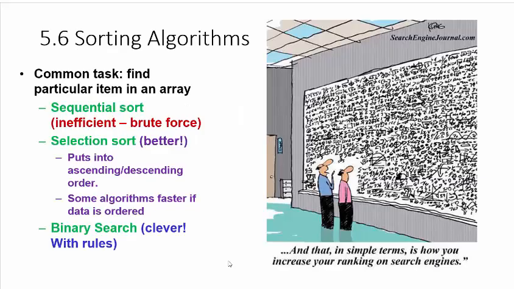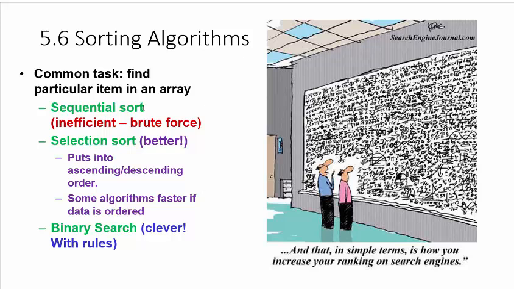the next section, 5.6, is about sorting algorithms. There's a lot we can say about sorting algorithms, but it is a very common task in programming to find a particular item in an array, or to sort it in ascending order or descending order. So one of the reasons you would put it in ascending or descending order is because algorithms to find something in that list work better if the list has been sorted. So these are at least the first two of these we're going to look at.